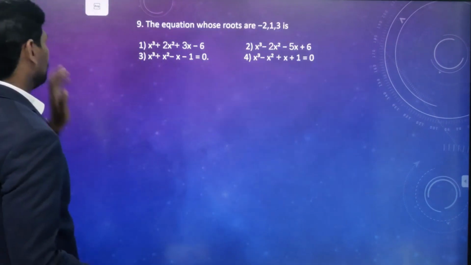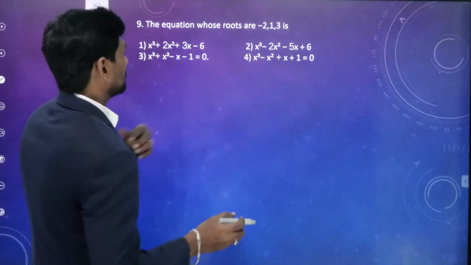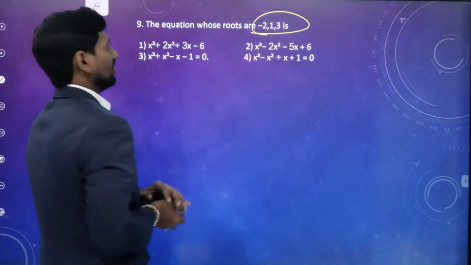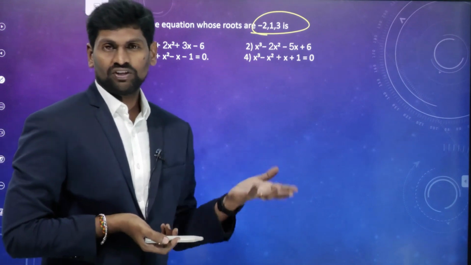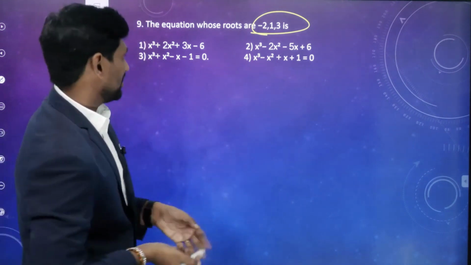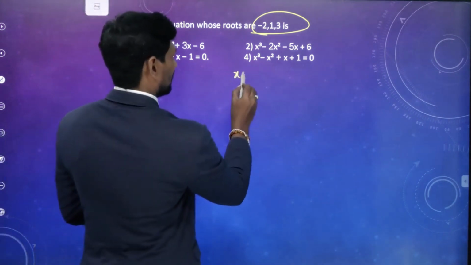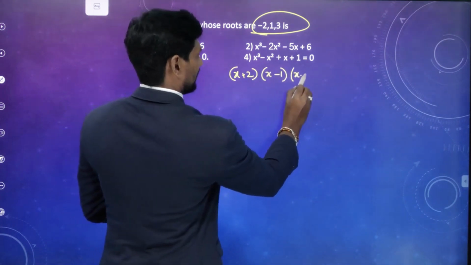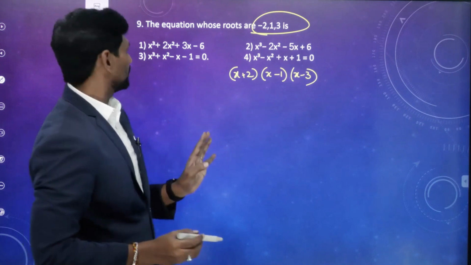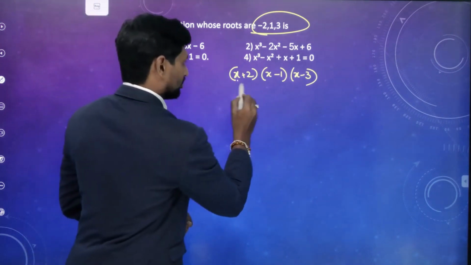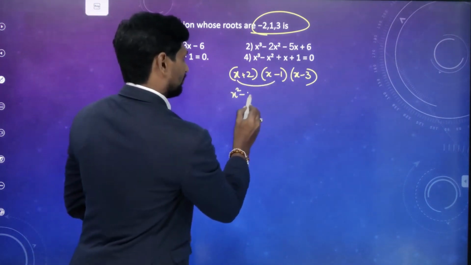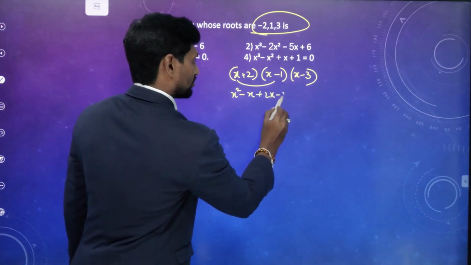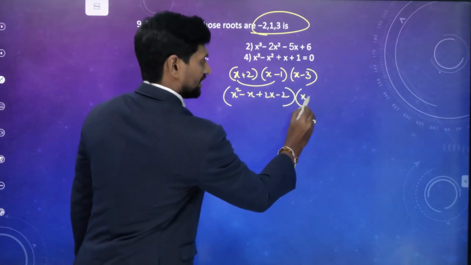Let us go to the next question. Equation of roots. 3 roots are given. How to do it? X minus alpha into x minus beta into x minus gamma. So let us simplify this as early as possible. So that means x plus 2, x minus 1, x minus 3. I am multiplying first 2 here. X into x, x square minus x plus 2x minus 2 into x minus 3.